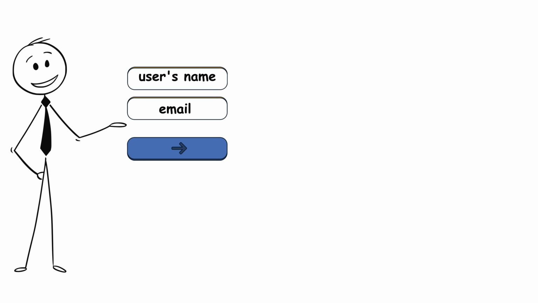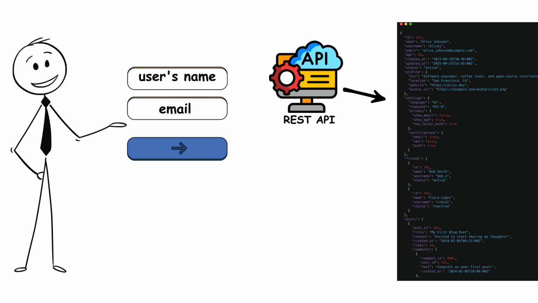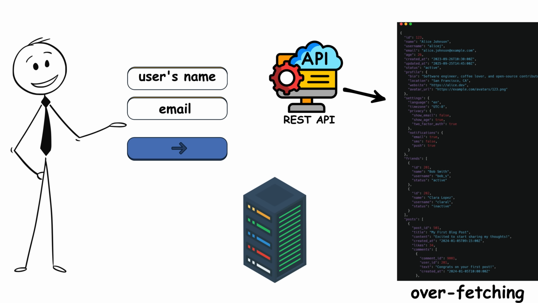Need a user's name and email? REST might send you their entire profile, address, preferences, and shopping history. That's called overfetching, and it wastes bandwidth. Or worse, you might need to make multiple API calls to get everything you need. That's underfetching.